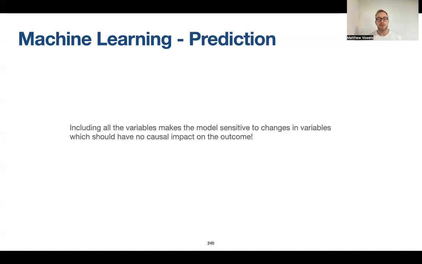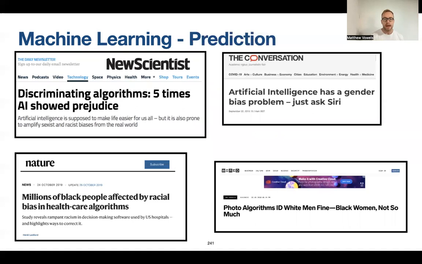So including all the variables makes the model sensitive to changes in variables which should have no causal impact on the outcome. I mentioned this already. We do have to be very careful, and the more causality that we can bring to the model, in my view, the more robust that model will be.